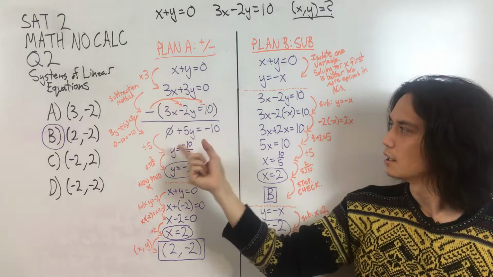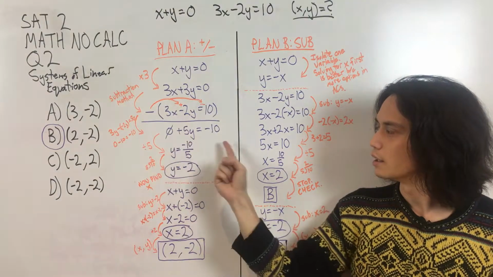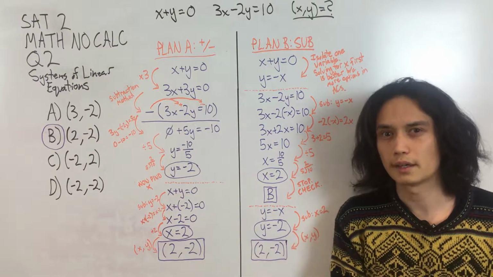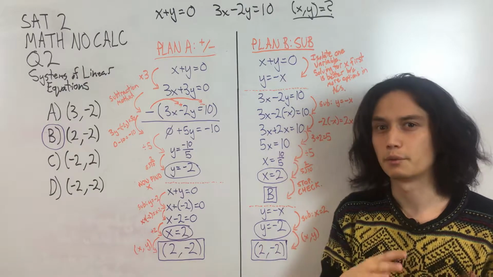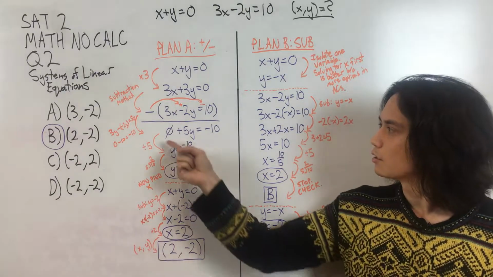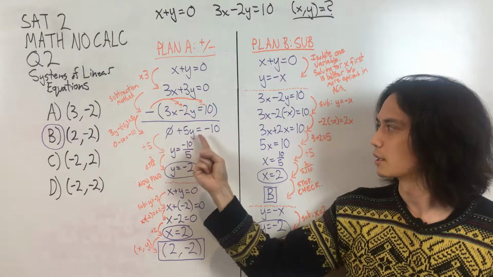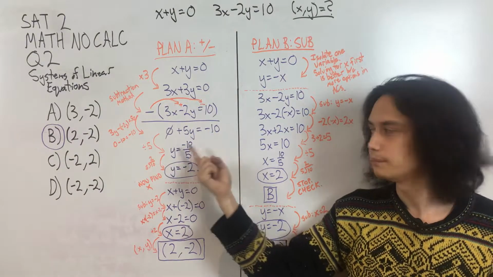So this is the fruits of our labor right here, an equation that only involves y's and numbers. Now we've got this clean equation where we can solve for y, and then we can figure out from there what x is. So we've got 0 plus 5y equals negative 10. That's just the same thing as 5y equals negative 10.